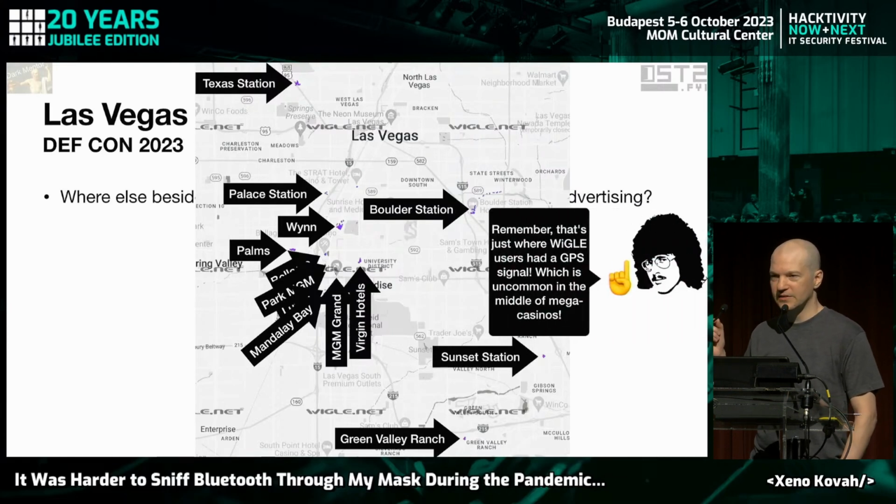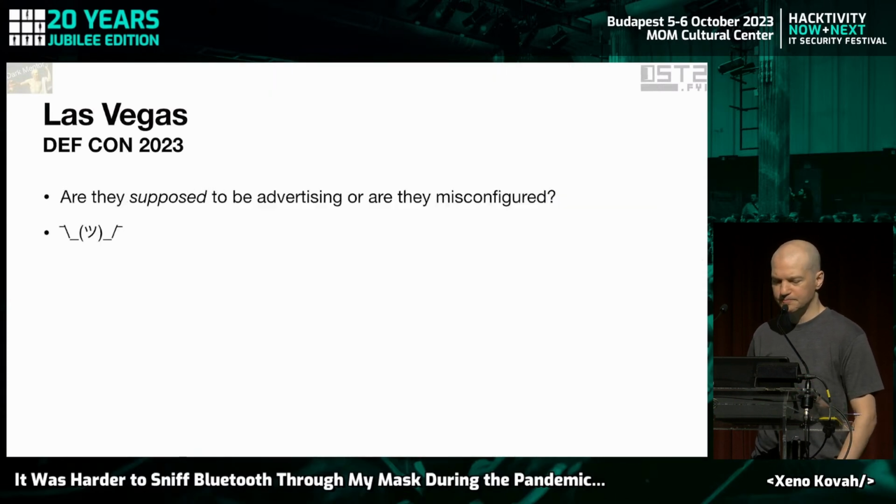Keep in mind that the Wiggle data is only showing you things where they actually had GPS signal at the time. So if you're inside of a mega casino, you probably don't have GPS signal. There are probably a lot more of these in a lot more places. The key question is, are they supposed to be advertising or are they misconfigured? I don't actually see these everywhere. I would go in and sometimes I would see them, sometimes I wouldn't, even within the same casino. And the answer is, I don't know.